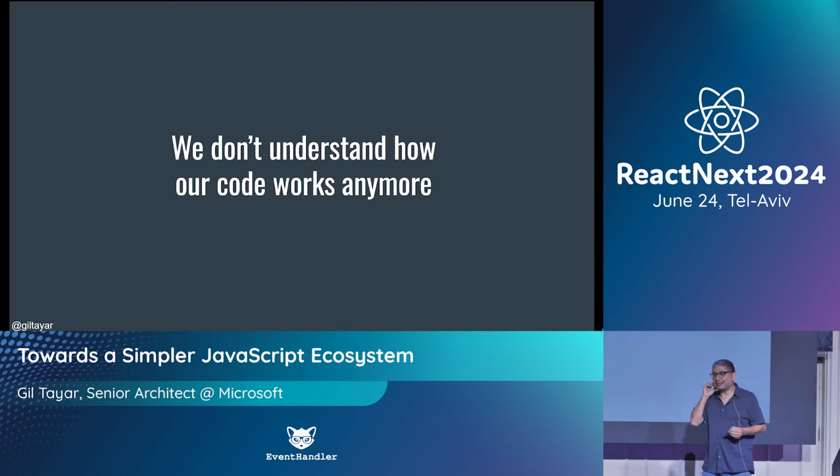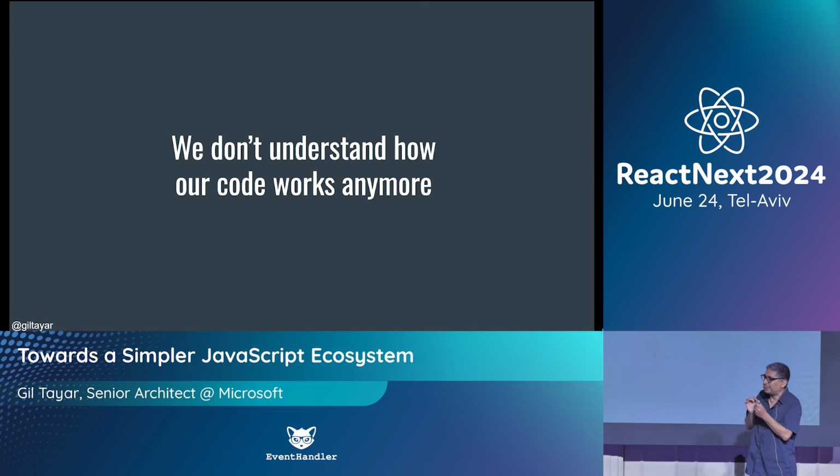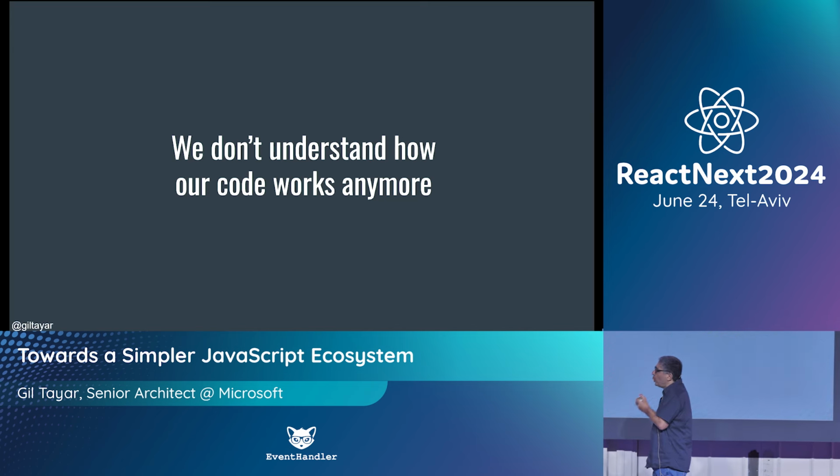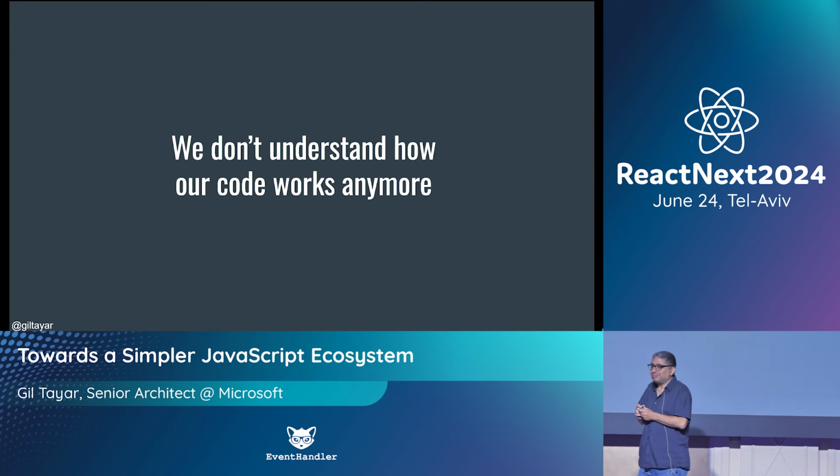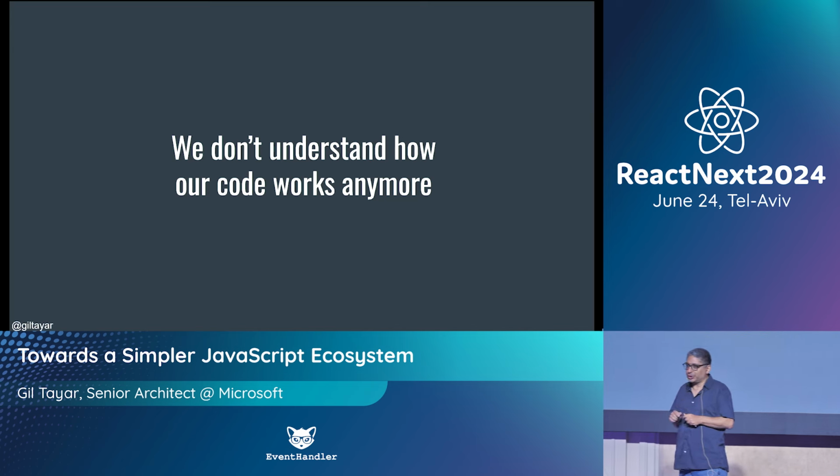Basically, and all this is true, but the most important thing, we don't understand how our code works anymore. Probably 5 to 10% of the people here can understand what happens from the moment you do npm install or yarn install, until the moment you see the app in your browser. What happens? What is the pipeline?